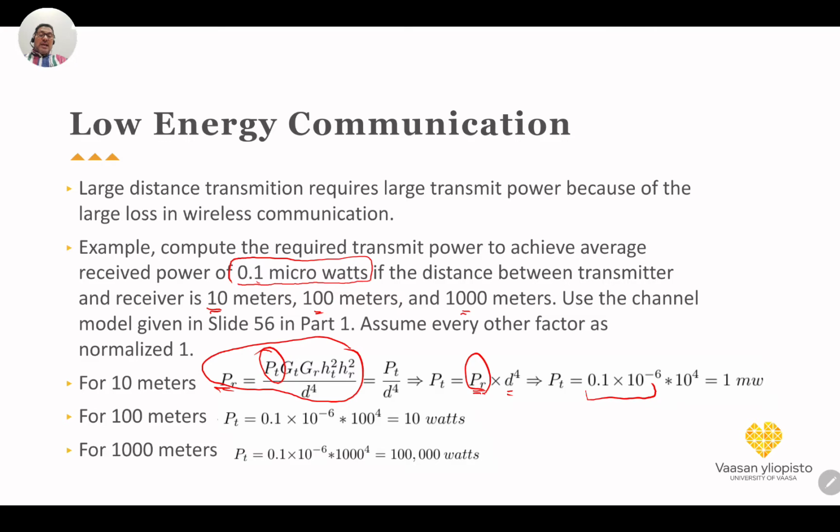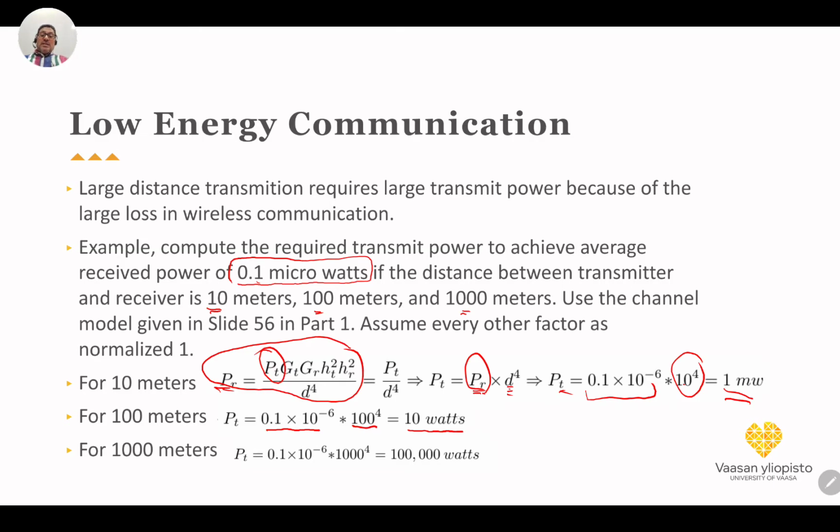In case the distance is 10 meters, it becomes 10 to the power 4, which means that the required transmitting power is only 1 milliwatt. So 1 milliwatt is enough to achieve 0.1 microwatt at the receiver if the distance between them is only 10 meters. What happens if the distance is 100 meters, so 10 times more? The power will not multiply by 10, but by 10 to the power 4. You can see that this is the required receiving power times 100 to the power 4, and the required power now is 10 watt.